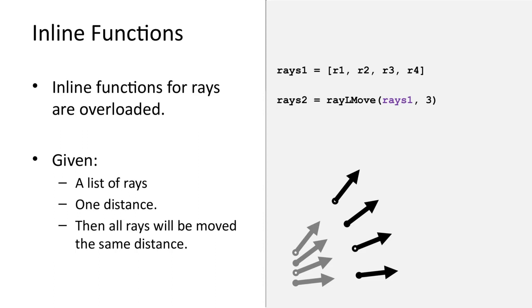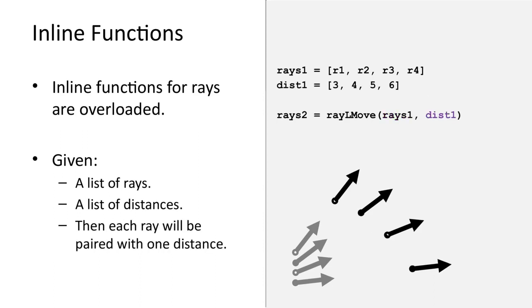If you pass in a list, it will reapply the function to each item in the list. So in this example, there are 4 rays but only one distance. The function will move each of the 4 rays by the same distance. You could also pass in 1 ray and 4 distances. In that case, the function would move the same ray 4 times, each time a different distance.